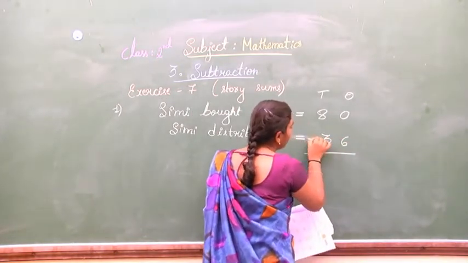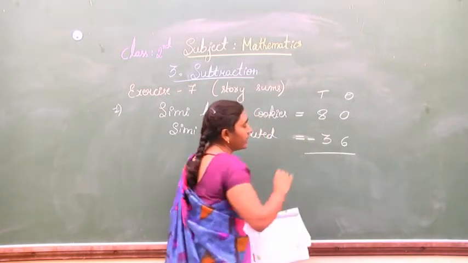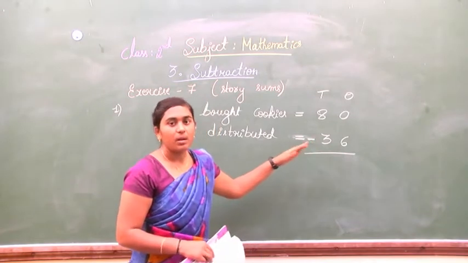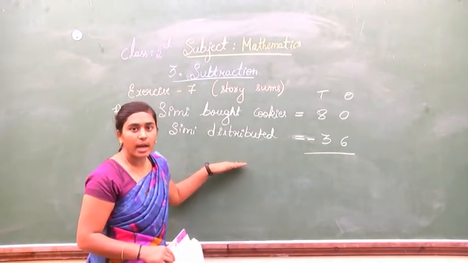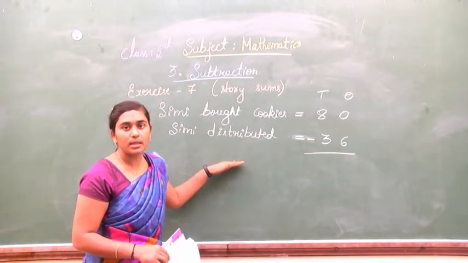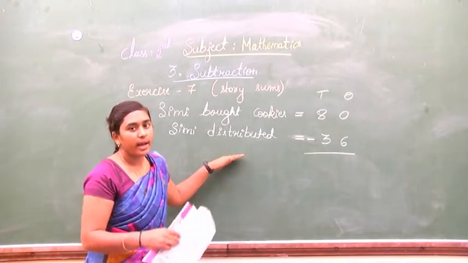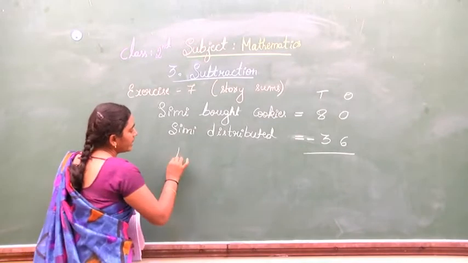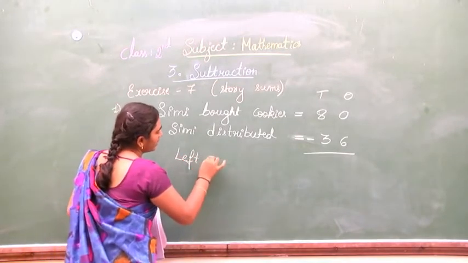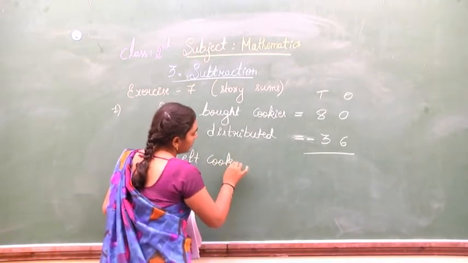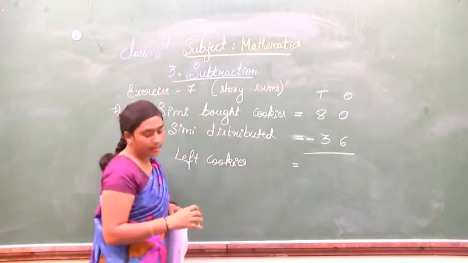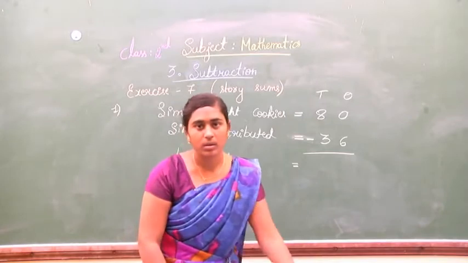So what do you need to find? Of course you need to write the symbol of subtraction, which is minus. Now what do we have to write in the answer part, the last third sentence? They have asked how many cookies are left with her. So you can write left cookies. Left cookies. Now subtract and tell me the answer.